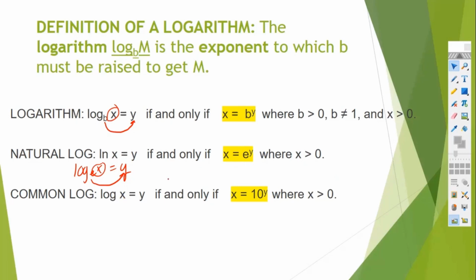All right, common log. Common log means that you have an invisible base, and that invisible base equals 10. For common log, your invisible base equals 10. So when you write it as an exponential, it becomes 10 to the y, because there's an invisible 10. You're saying 10 to what power equals x? So it will be 10 to the y.